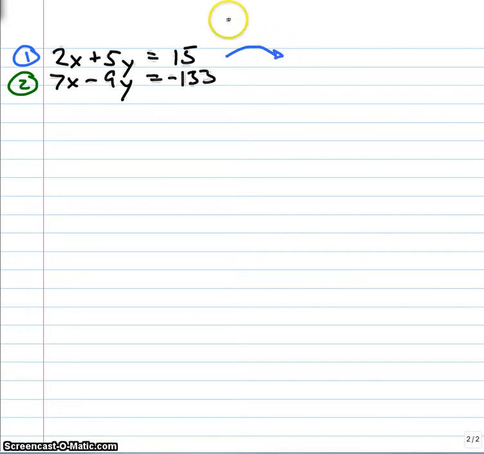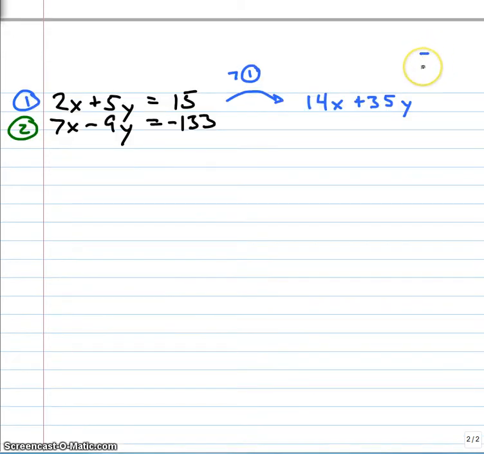And now what I'm going to do is multiply this one by 7. I'm going to take 7 times equation number 1. And that's going to give me 14x, and a plus 35y, and then that is going to equal 105.